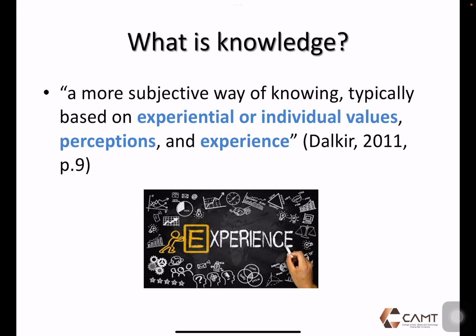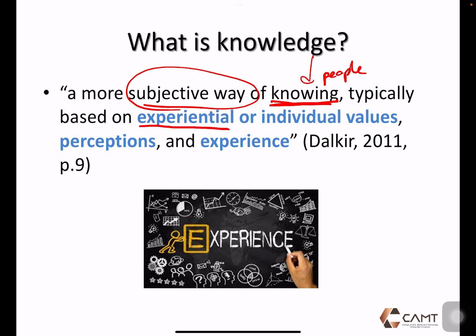The second is the subjective way of knowing, knowing about the people. It is typically based on experience or individual values. It's about the perception of people or individuals, and it's about experiences. So you can see that knowledge is about using the knowledge and acting, which becomes experience and can create value.